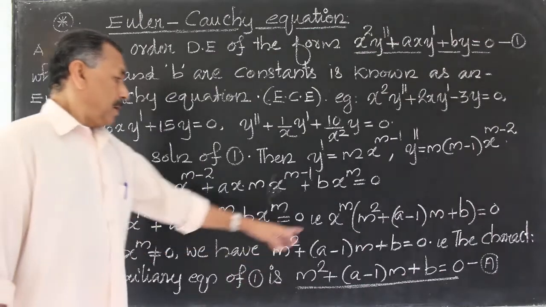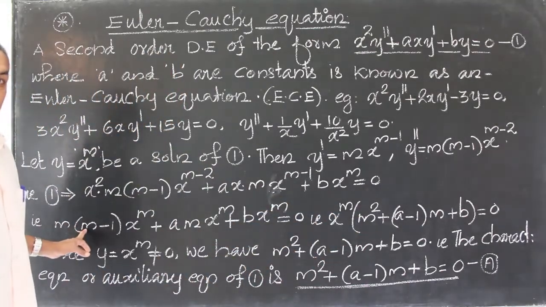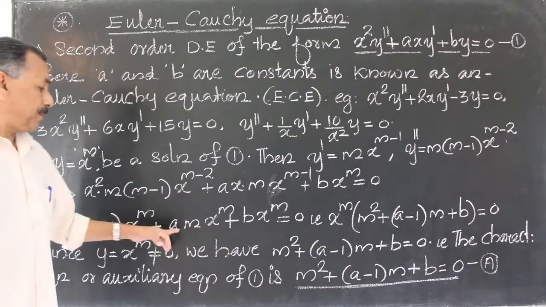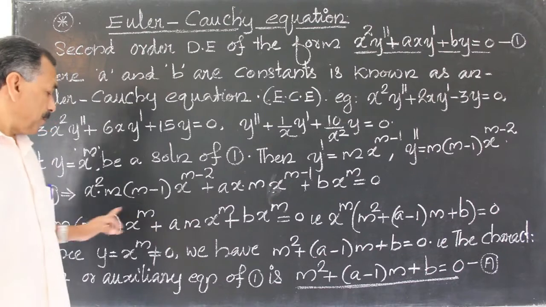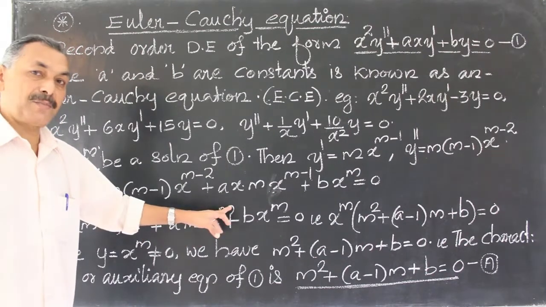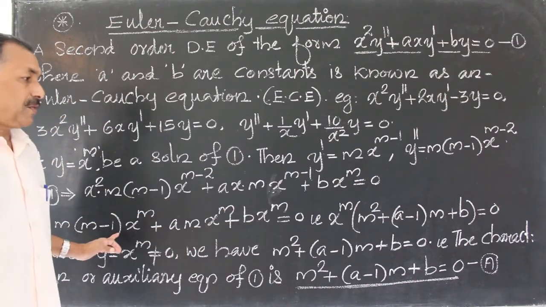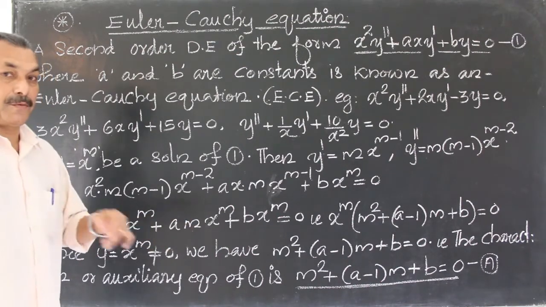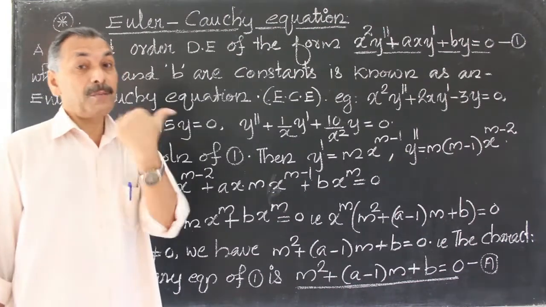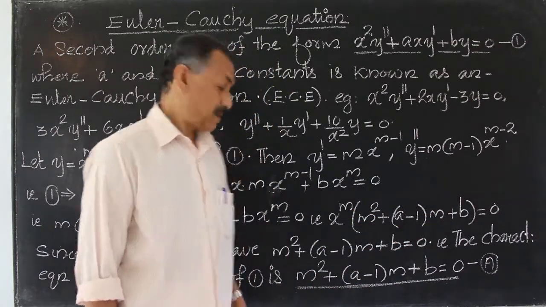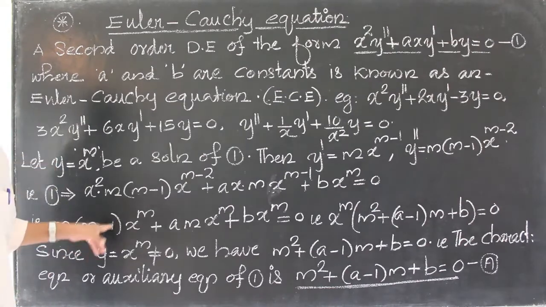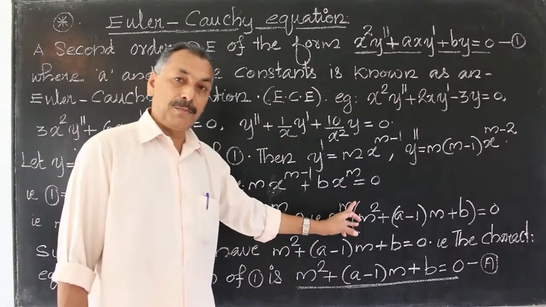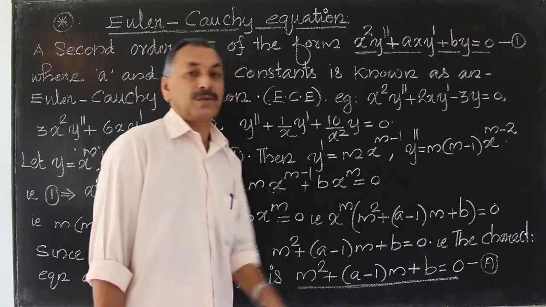Taking x raised to m outside, m into m minus 1 gives m squared minus m, and a m, so m squared plus a minus 1 into m, plus b. So x raised to m times m squared plus a minus 1 into m plus b is equal to 0.